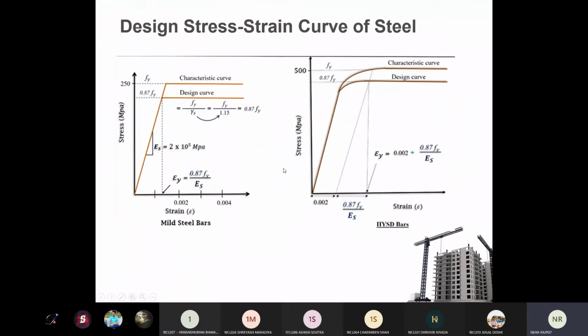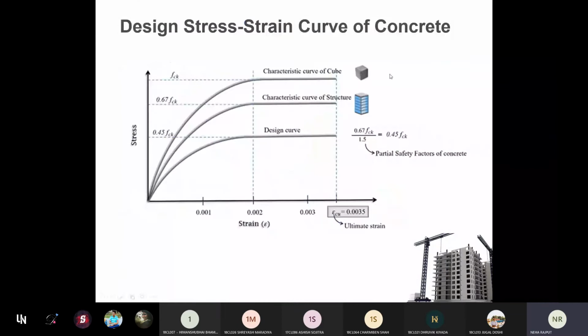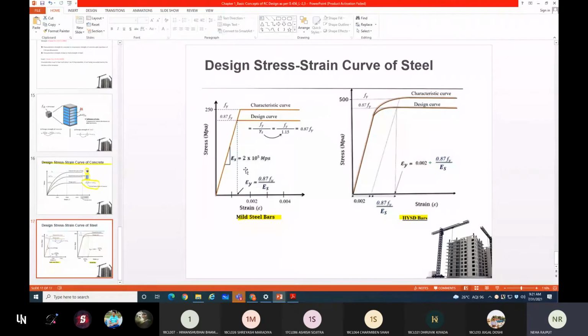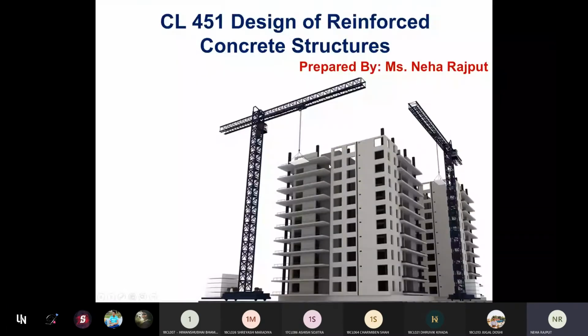So in the last lecture we discussed the design stress-strain curve for concrete and the design stress-strain curve for steel. What is the characteristic strength of cube, then of the structure, then how you can apply the partial safety factor for material and get the design stress value for the concrete. In the same way for mild steel and for HYSD bar also. So this way we have finished with the material and the characteristic design of the concrete part and steel part.